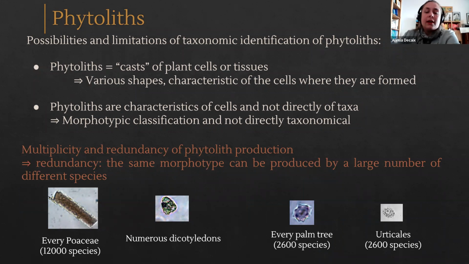The second principle is redundancy, which means that many morphotypes are common to several taxa. So here you have, for example, on the left, an elongated cell that you can find in almost every species of Poaceae, so more than 12,000 species. So very few phytoliths characteristic of a species are known, but large groups are recognizable.